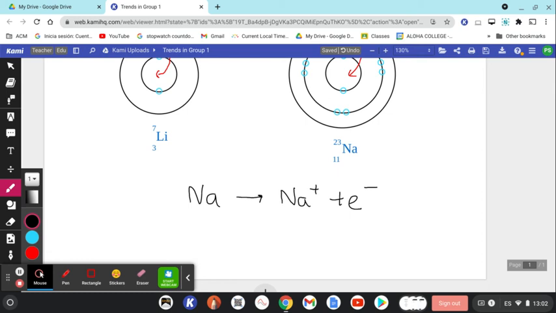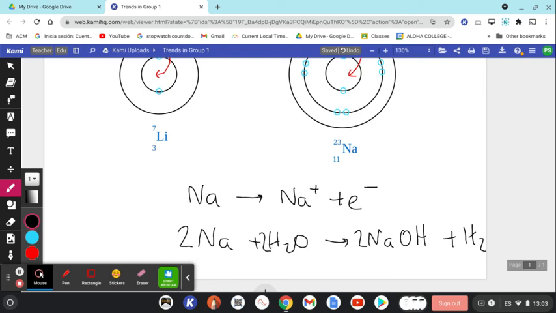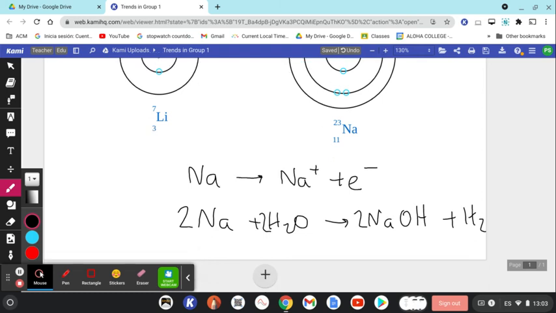The common reaction that we see in the lab, sodium plus water: alkali metals plus water make the alkali hydroxide, sodium hydroxide, and hydrogen gas. So this reaction here is going to be more vigorous if you put a piece of sodium than a piece of lithium. So that explains the two trends in reactivity.